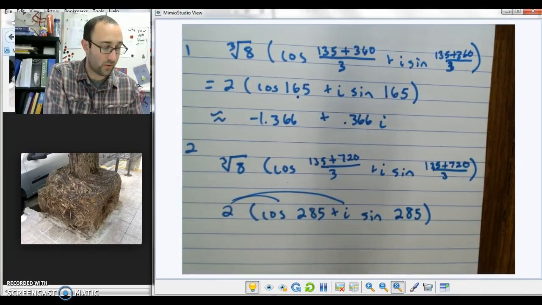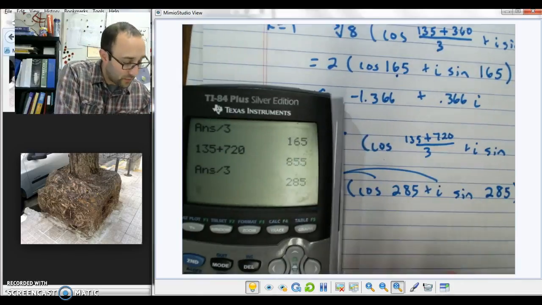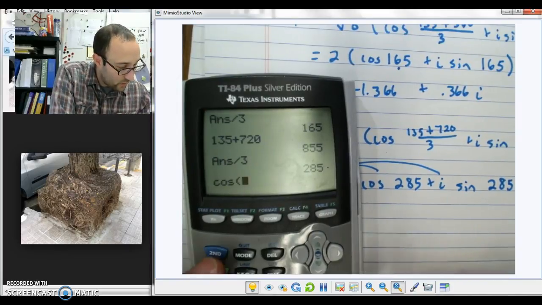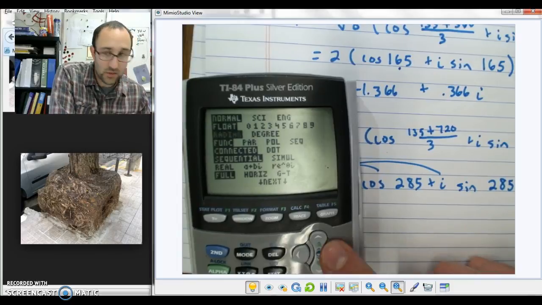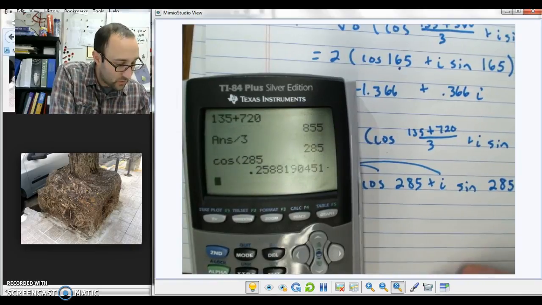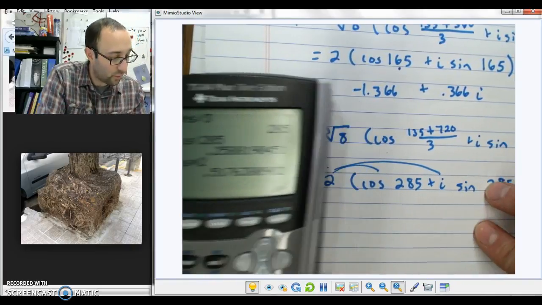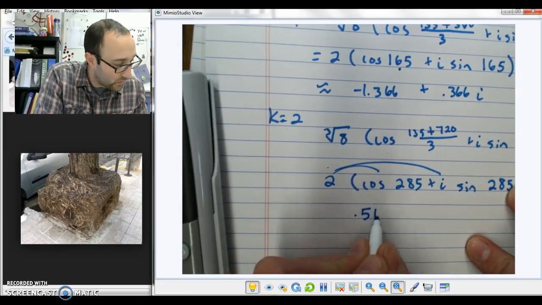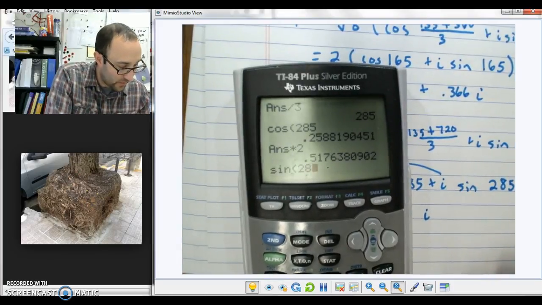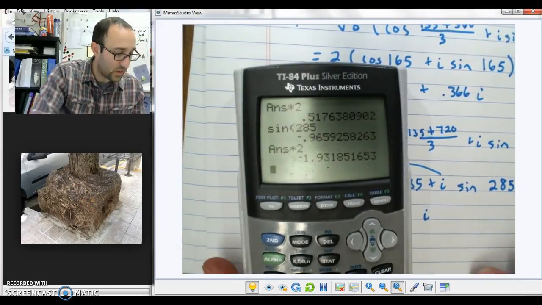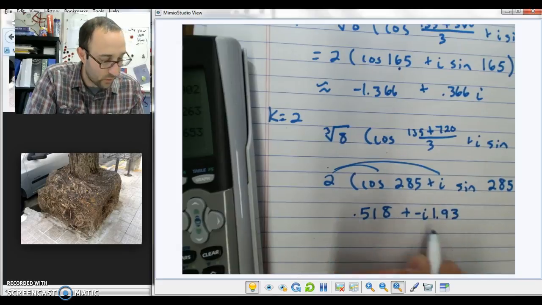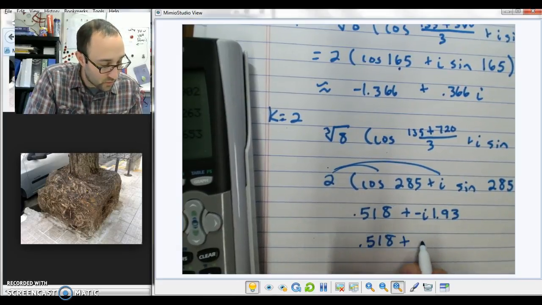Alright, so if you wanted to type it in, I'll just do the first one just so you get the idea in case you kind of got lost in how I did the previous one. So I'm going to do cosine of, before I do that, let's make sure I'm in degrees. I am not. I am now in degrees. And I'm going to do cosine of 285. There's my number, multiply by 2, and I should get 0.518 plus I. We got sine of 285 times 2, and we should get negative 1.93. So it should be negative 1.93, or if you want to write it as 0.518 minus 1.93I.